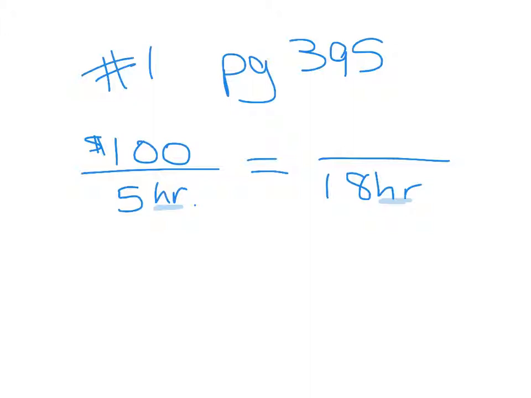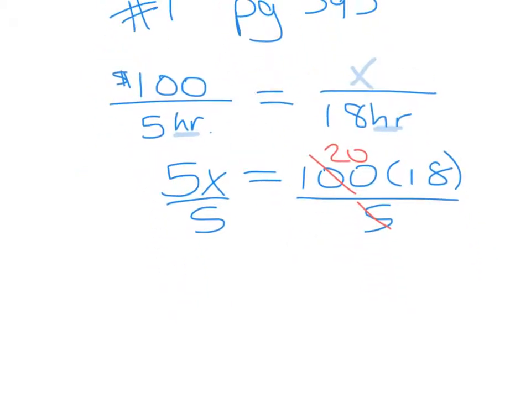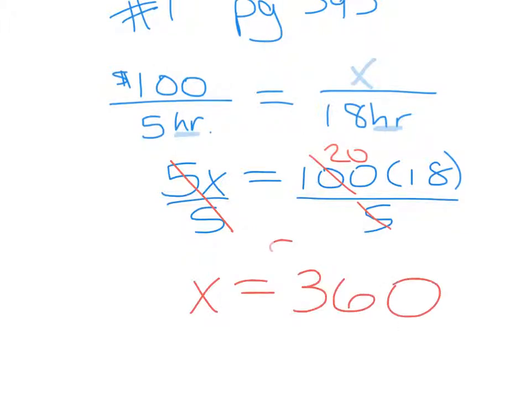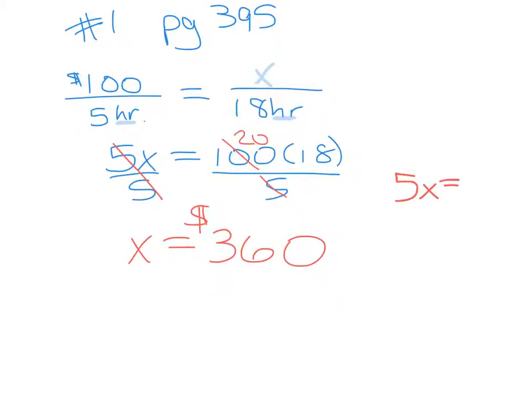So it wants me to figure out how much money this person will earn. So that's going to be my variable. I'm going to use the cross products. I'm going to multiply 5 times x, 100 times 18. And I'll do my little trick here, where I'm just going to simplify before I multiply. I know 5 goes into 100 20 times, so I'll simplify that. And now I just have to multiply 20 times 18, and that's my answer. So it's $360. Now, if this confuses you, you will multiply and get 1,800, divide 1,800 by 5, and still get the same answer.